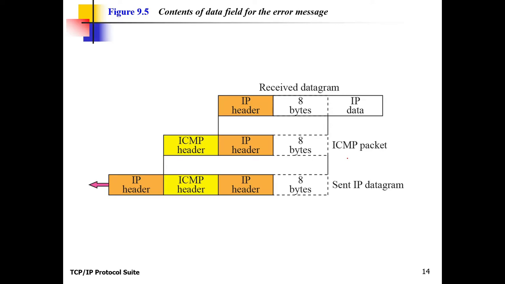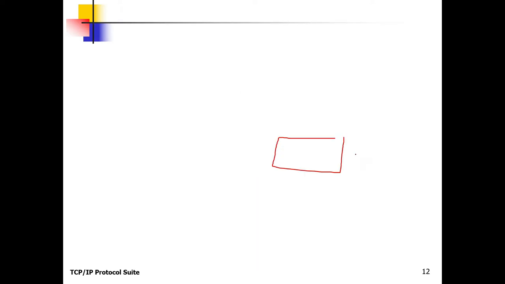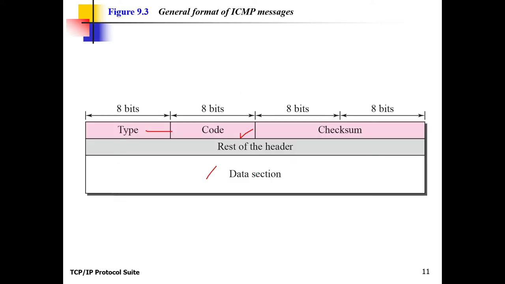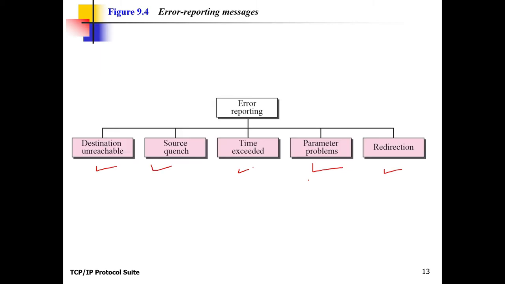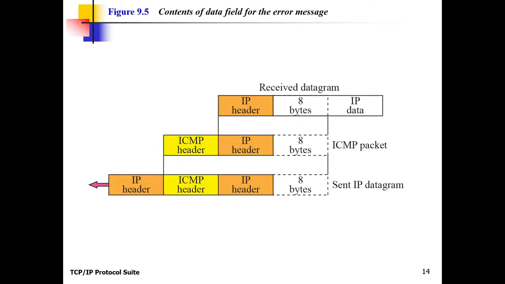So, the contents of the data field for the error message. Let me go back here. What are we talking about? This is the data section. Remember the type, the code, and the checksum are common in all the ICMP messages. The rest of the header could change depending on the message, and the data, of course, will change. So let's talk about the data here.